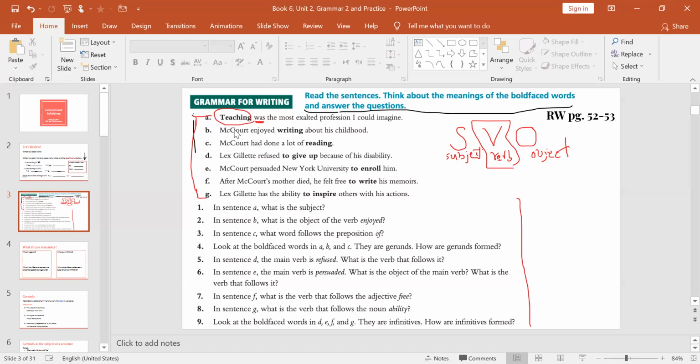So teaching would be the subject for A. Good. In sentence B, what is the object of the verb enjoyed? And so if we go to B, we see McCourt enjoyed writing about his childhood. The object, as we can see, if the verb is enjoyed, then the stuff that comes after enjoyed would be considered the object. And so this would be writing about his childhood, would be the object, okay?